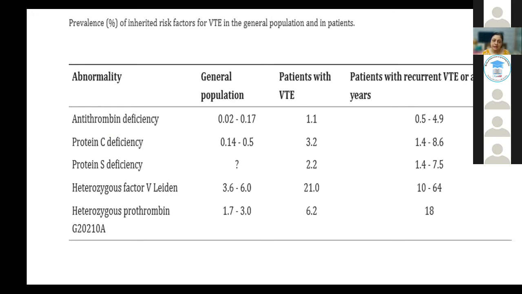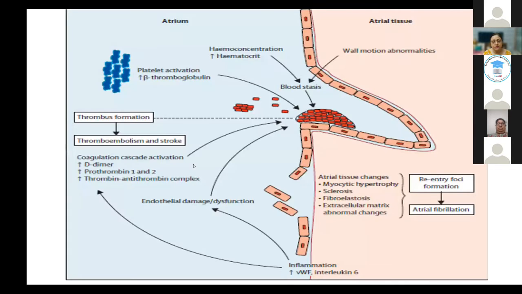there is less data from the Indian population. But still, whatever we have, factor V Leiden is also the most common of all the hereditary disorders in India also.